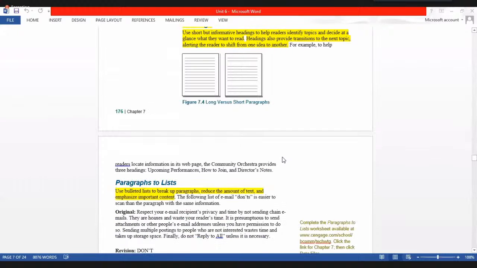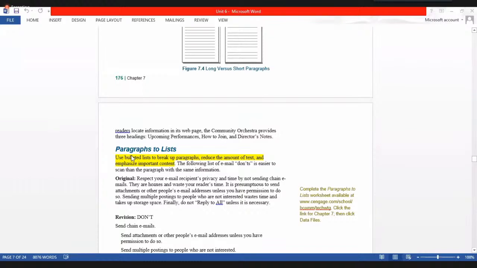Okay. Then here, paragraphs to lists. So here, use bulleted lists to break up paragraphs. Bulleted lists, we have already discussed bulleted lists. Big dot, isn't it? So use bulleted lists to break up paragraphs. If you are writing different paragraphs, in order to show that, use bulleted lists. And reduce the amount of text and emphasize important content. So don't make the text unnecessarily long. That is, focus on important content.